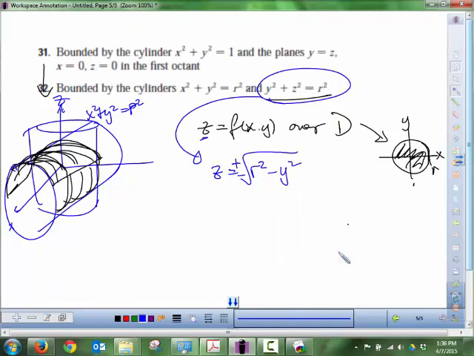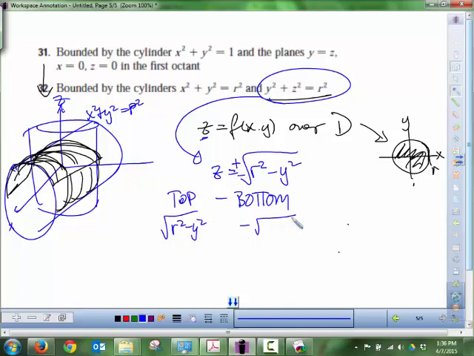So it looks like we will have two functions. The top function is z is equal to the square root of r squared minus y squared. The bottom function is z is equal to negative square root of r squared minus y squared. And then if you're going to subtract them, you're essentially doubling this. It's the same thing as if you just went from 0 to the top and then you doubled it. So this is going to be the function in your integrand that goes inside of your integral.